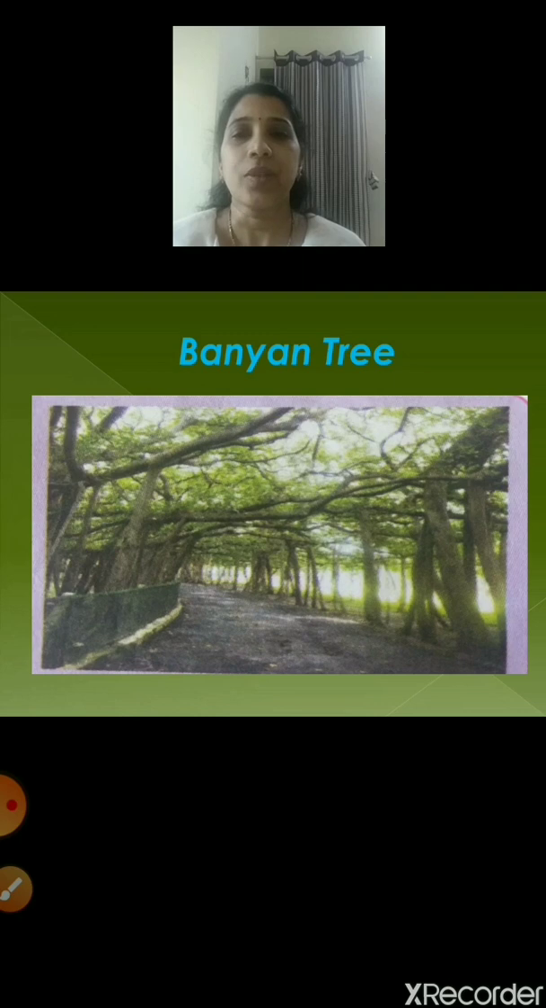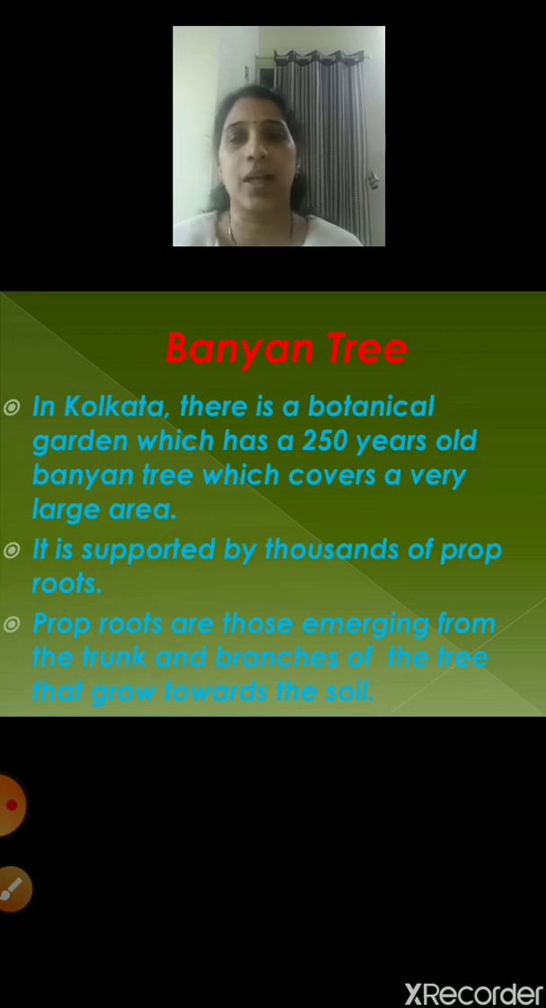Here you can see a banyan tree. Now this banyan tree is in Kolkata. So in Kolkata, there is a botanical garden which has a 250 years old banyan tree and it covers a very large area. It is supported by thousands of prop roots. Now what are these prop roots? The prop roots are those emerging from the trunk and the branches of the tree that grow towards the soil.